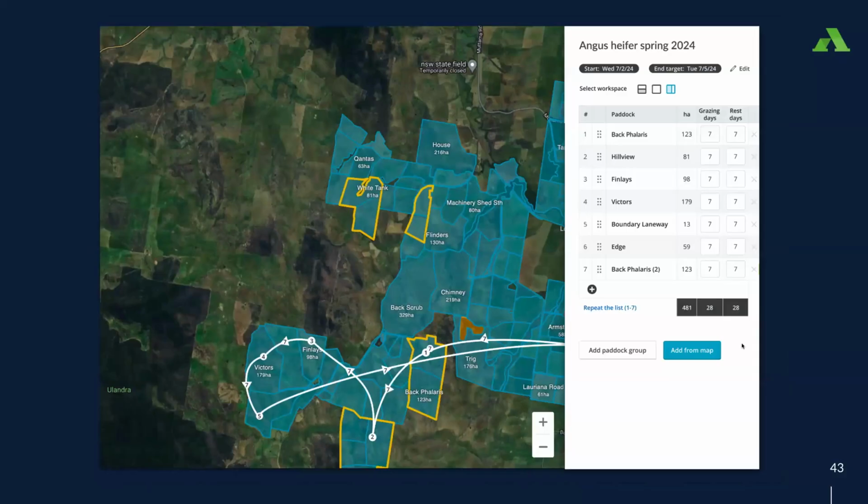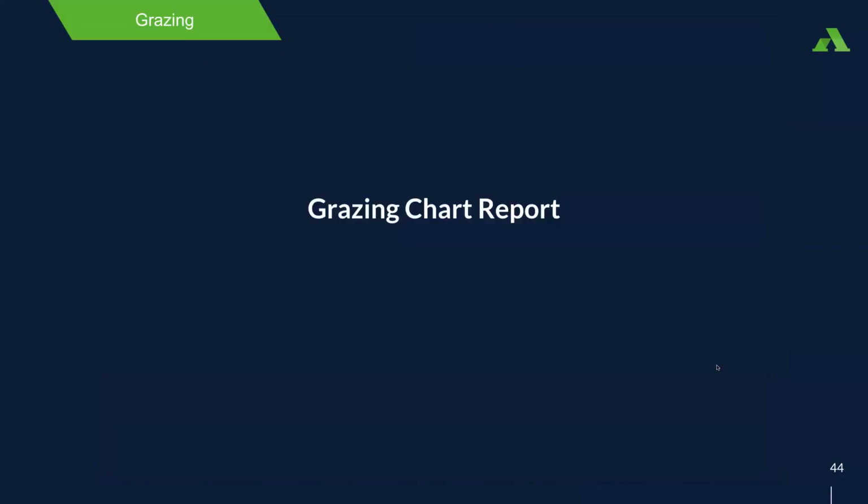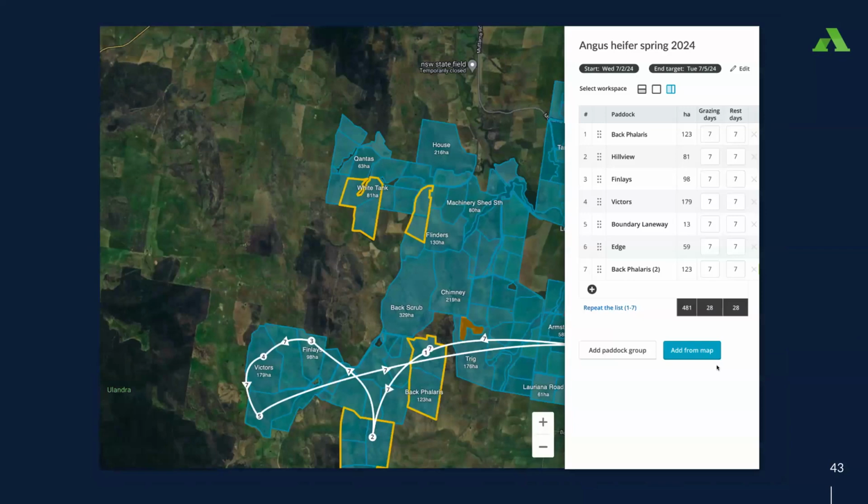And just here again, just another view that when you're in planning mode, being able to move that over to the side so you can get a really good view of your map and see how that rotation is looking, see if you've missed any paddocks and give you that real visual to help you with those planning decisions.